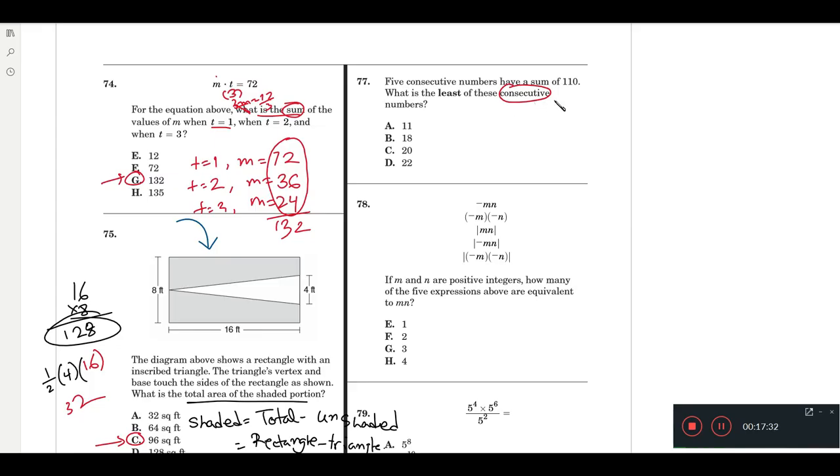So consecutive means in order, right? It could be like 3, 4, 5, 6, 7. Or it could be 10, 11, 12, 13, 14. So the numbers are in order. That's the way to say it, consecutive.